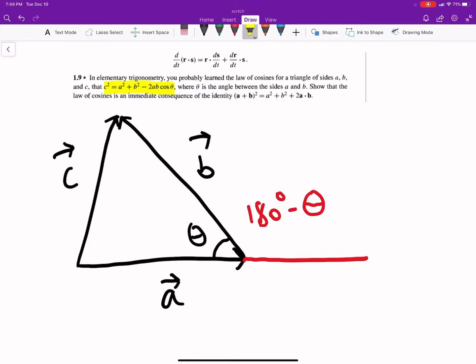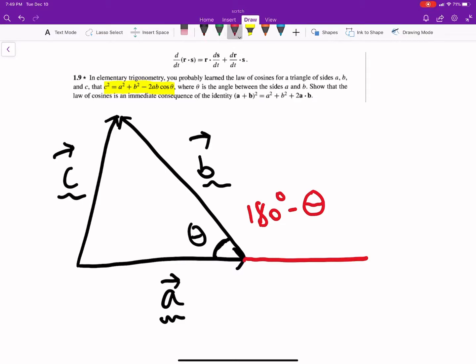Okay, so I just drew down here. We have vector A, B, and C. And here is the angle theta. In this case, it's between A and B.